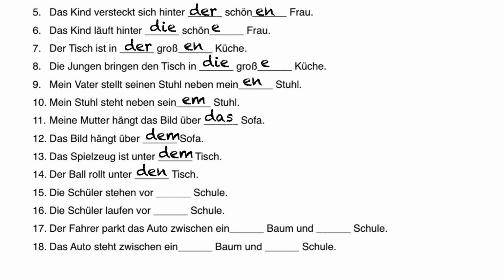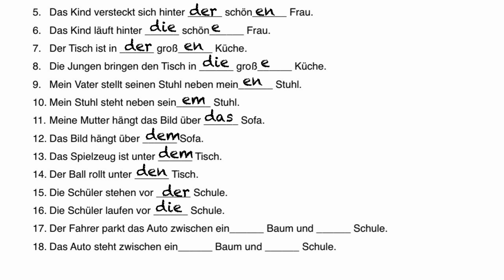Die Schüler stehen vor. The students are standing in front of. Where are they standing? Vor der Schule. In front of the school. Die Schüler laufen vor. The students are running in front of. Die Schüler laufen vor die Schule. The students are running in front of the school. They were somewhere else and now they are running in front of the school.